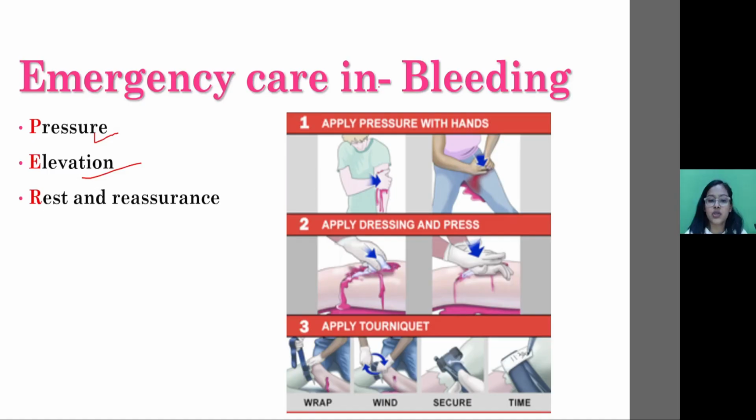In the image you are able to see, first you have to apply pressure with your hands, apply dressing and press so that the dressing may soak up the blood, and then apply a tourniquet: wrap, wind, secure and time. Also note the time at which the tourniquet has been applied so that the emergency caregiver may assess how much blood the patient has lost by the time the tourniquet has been applied, right?